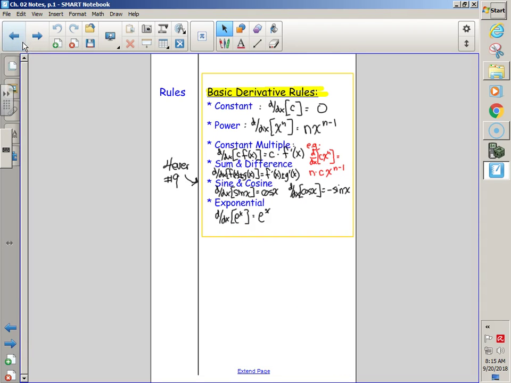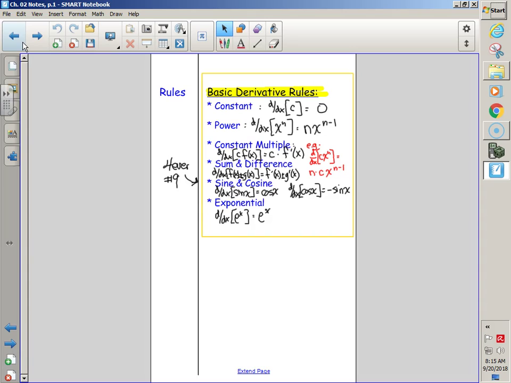Okay. We talked about the basic derivative rules. Constant: the derivative of any constant is 0. Power: the derivative of x to any n, you bring down the n, you take away 1 from the power. Constant multiple: if there's a constant in front, no big deal. It stays in front, and it gets absorbed, like in this power rule. It gets multiplied by the n that comes down.